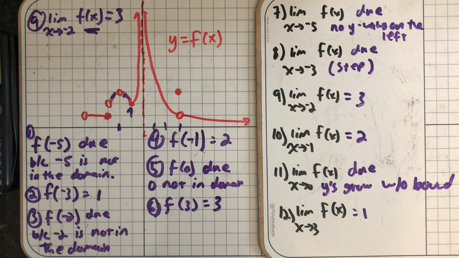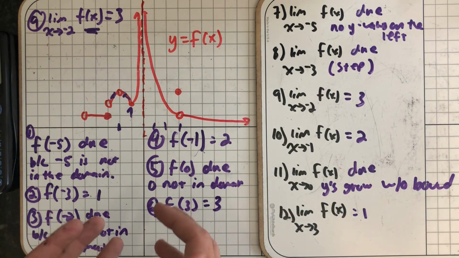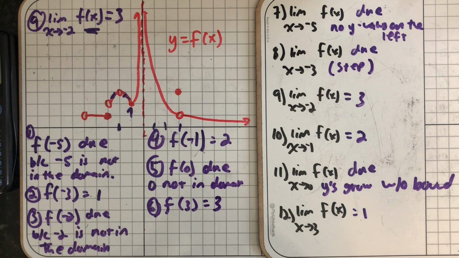All right, well, there are 12 little problems about this function. 6 limits, 6 function values. The limit is describing what happens to the y values when x gets close to something. The function values are supposed to describe what happens actually at that point. The limit is not necessarily the same as a function value. All right, well, that's it for now. I'll be back with more later on.